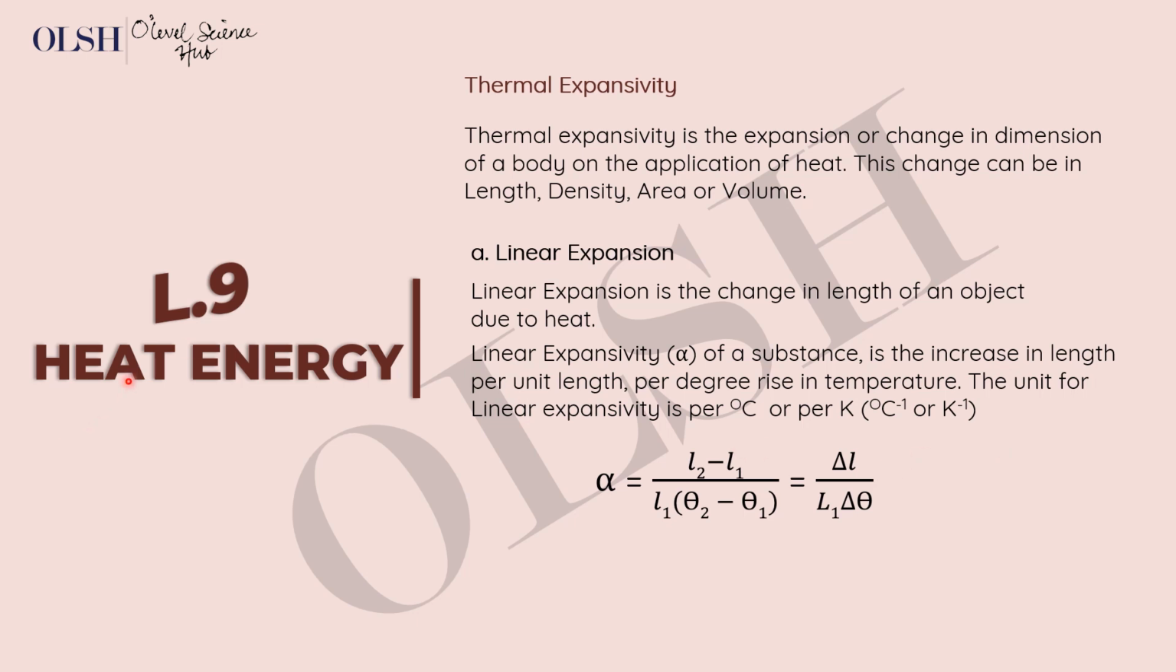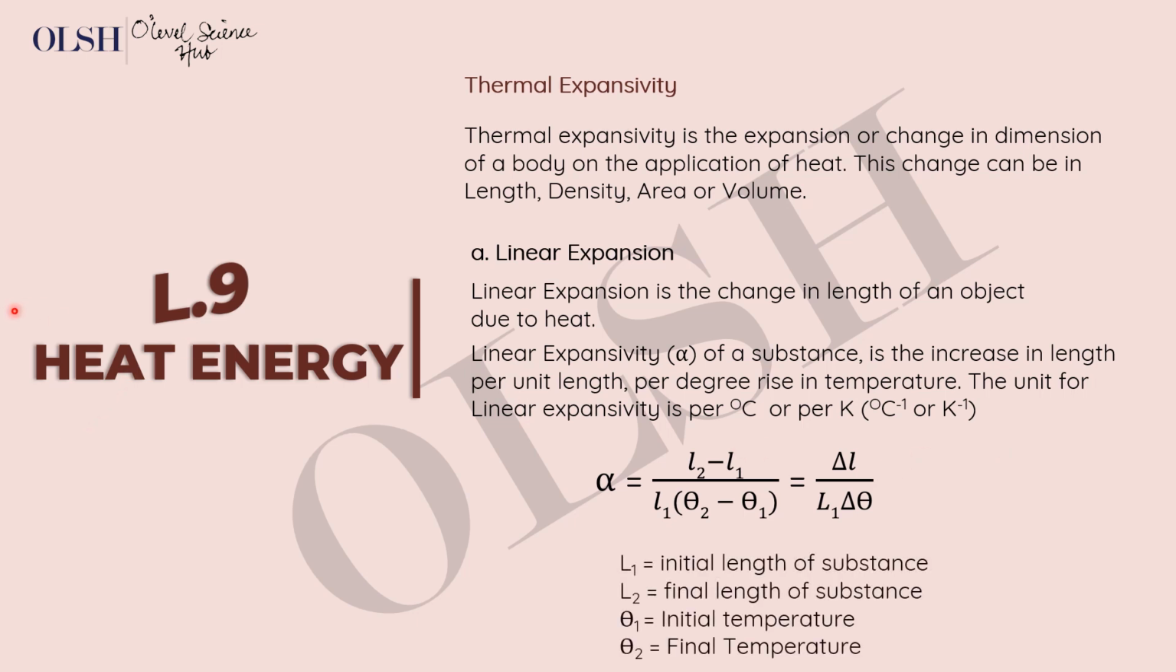So we have our L1 to be the initial length of the substance. That's the length the substance or the object had before heat energy was applied to it. L2 is the final length after heat energy has been applied. Theta 1 is the initial temperature before the application of heat energy, and theta 2 is the final temperature after heat energy has been applied. So it's very important to note these formulas. We'll use them to solve questions when we get to solving exercises.